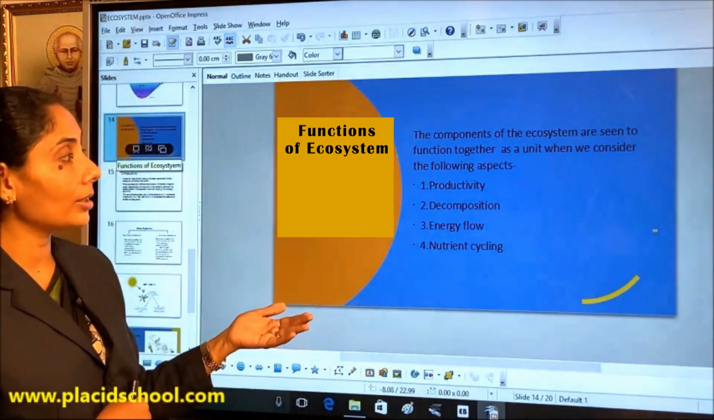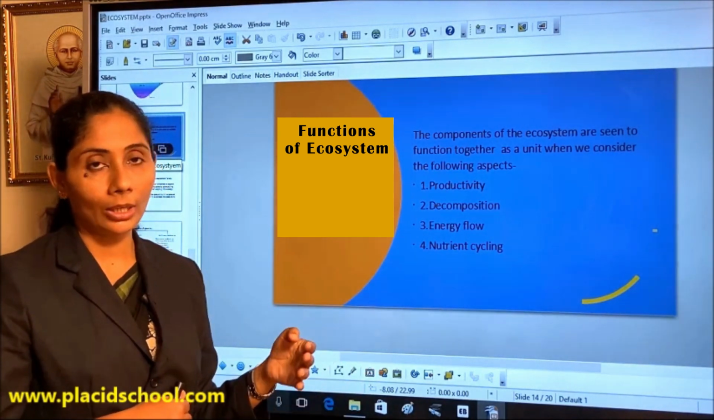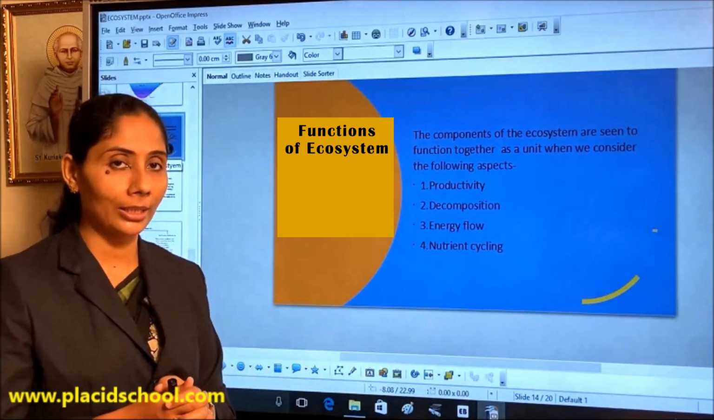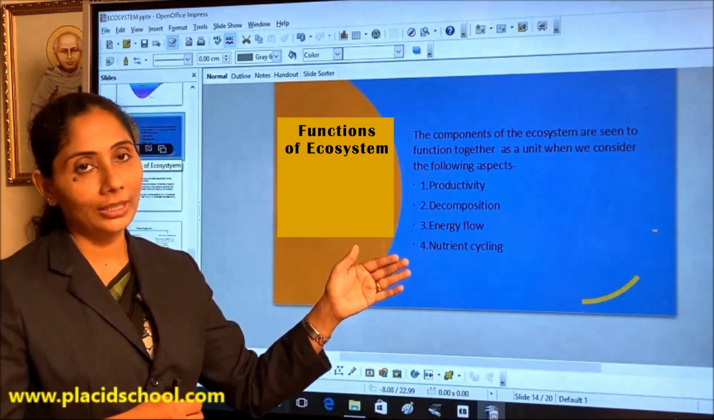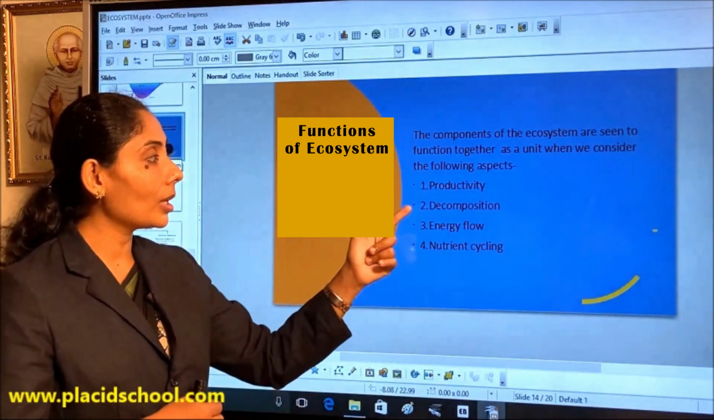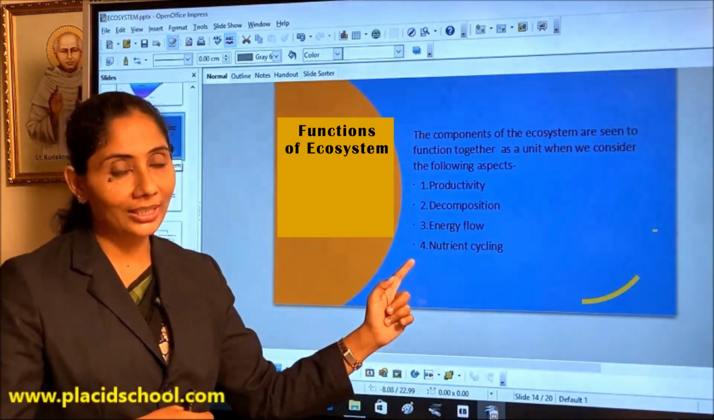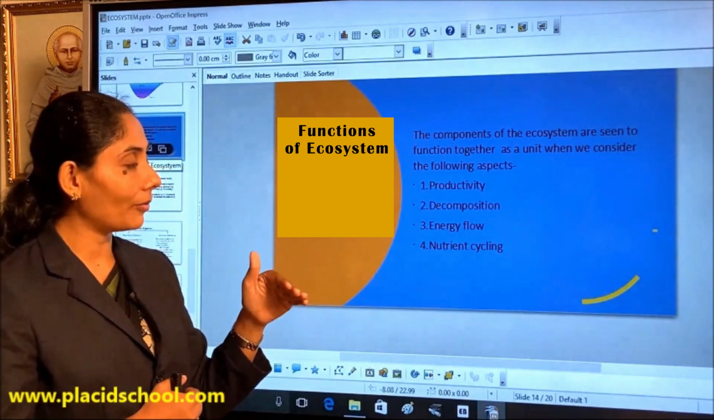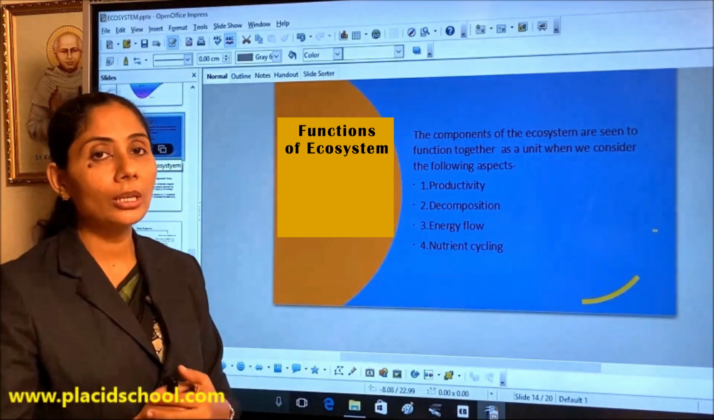This is because of the four important functions happening in an ecosystem, which happen because of the interaction between abiotic and biotic components. These four very important functions of the ecosystem are productivity, decomposition, energy flow, and nutrient cycling. So let us now talk about each one of them separately. To begin with, let us first talk about productivity.